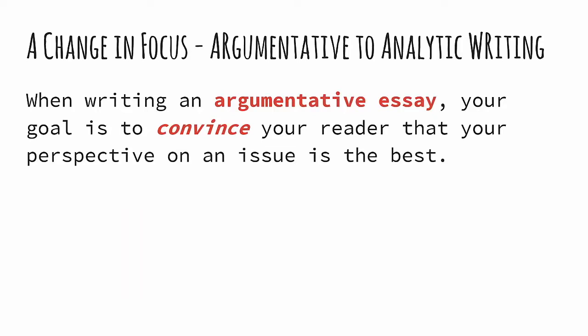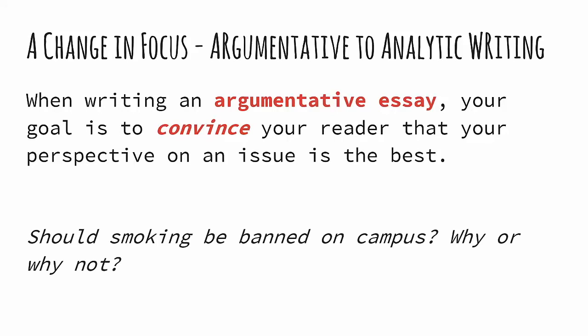So, again, the main goal in argumentative writing is to convince your reader that you've got the correct opinion. Here's an example of an argumentative essay prompt. So it says, should smoking be banned on campus? Why or why not? It's really clear, especially by the second part, that there are two sides to this argument. Smoking should be banned or it should be allowed. And the goal of someone responding to this question would be to choose a side and defend their perspective.